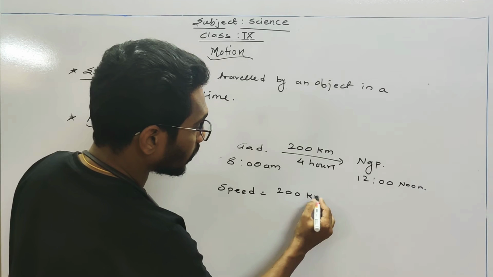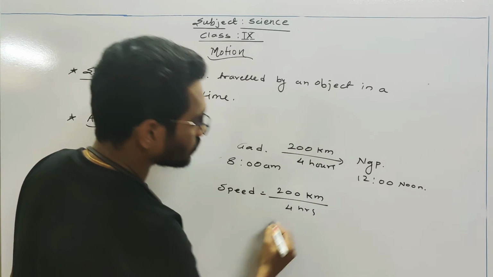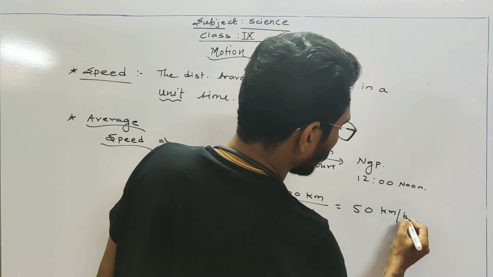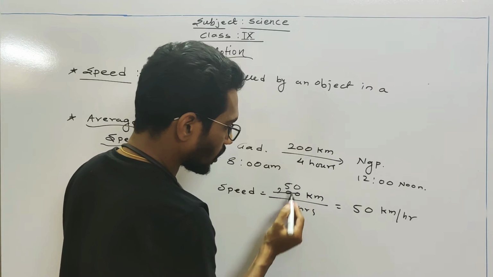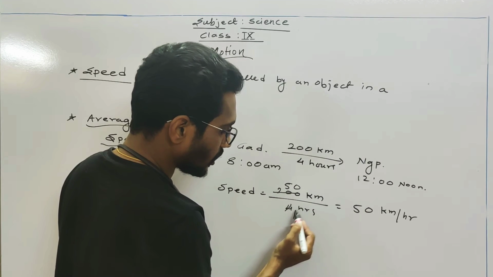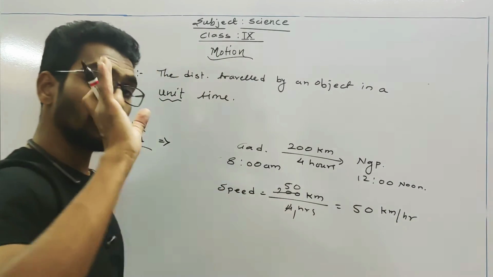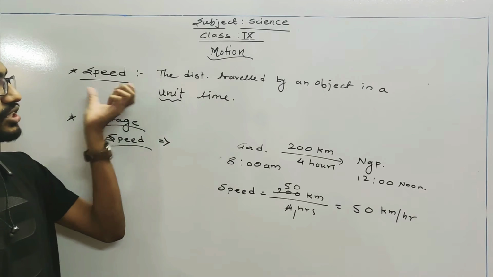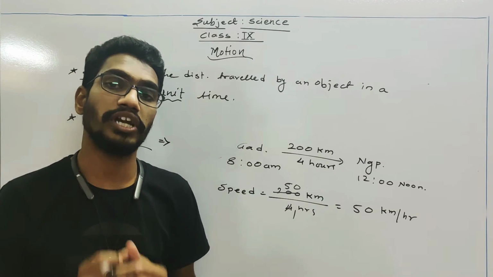Distance traveled 200 kilometer, time taken 4 hours. So your answer must be 50 kilometer per hour. 4 ones are 4, 4 fifties are 200, so 50 kilometer in 1 hour, in a unit time. So that is 50 kilometer per hour. It is your speed. Now just think about it: is it a constant speed? What is the difference between constant speed and average speed?